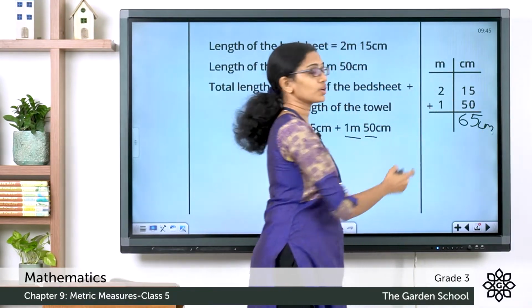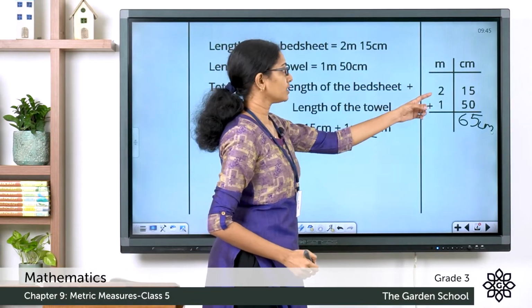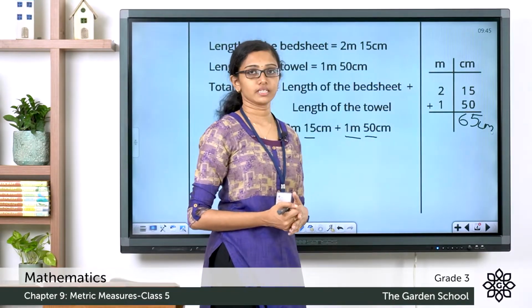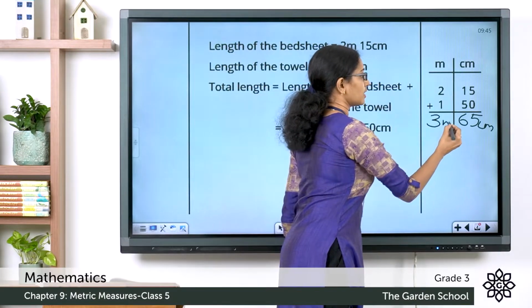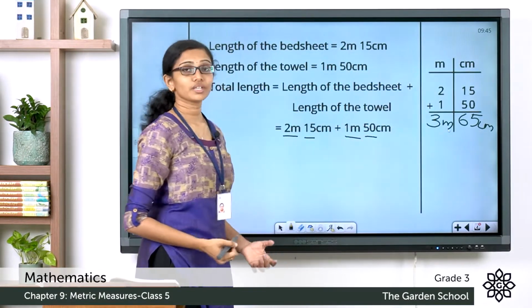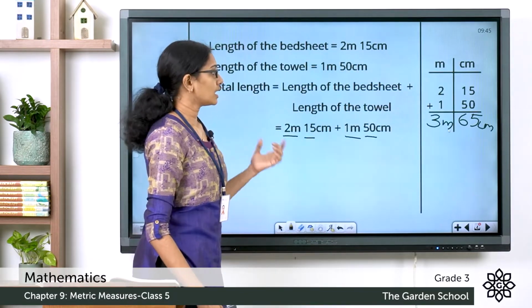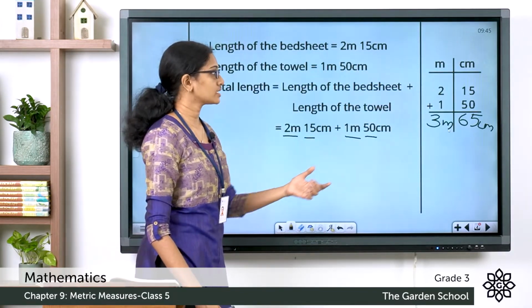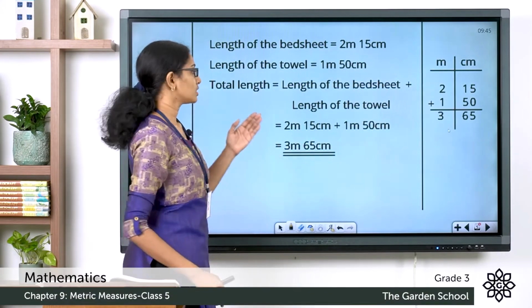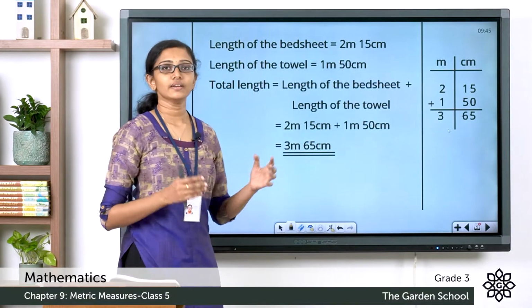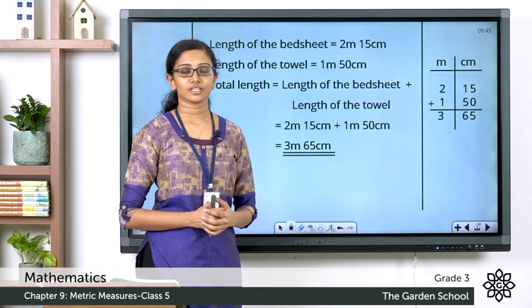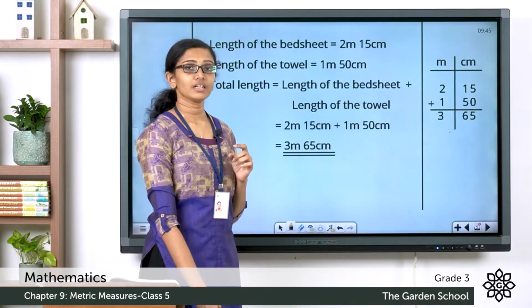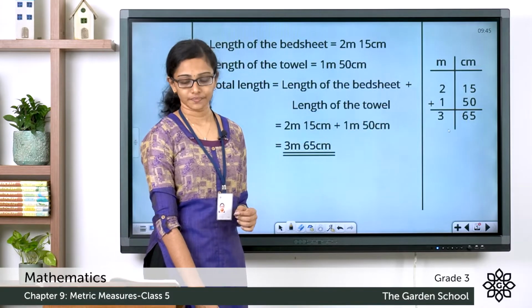And now let's move on to the meter column. Here we have 2 meter plus 1 meter. 2 plus 1 is equal to 3. So here in the meter column, we have 3 meter. So what is the total length of the two sheets? I mean the bed sheet and the towel. It is equal to 3 meter 65 centimeter. So that is the total length of the two items. I hope this is clear to you. Now let's move on to the next question.